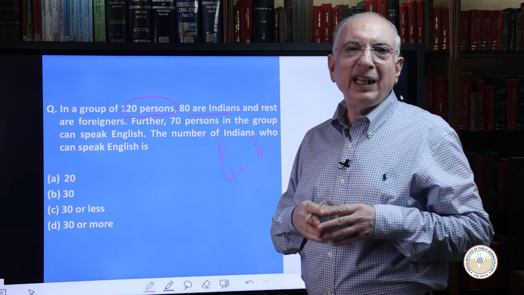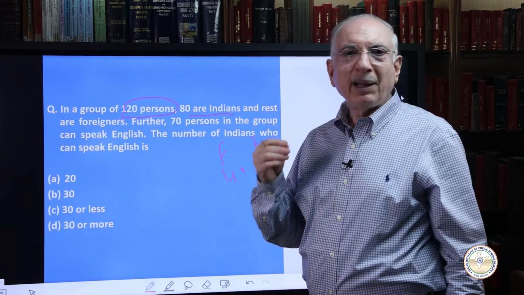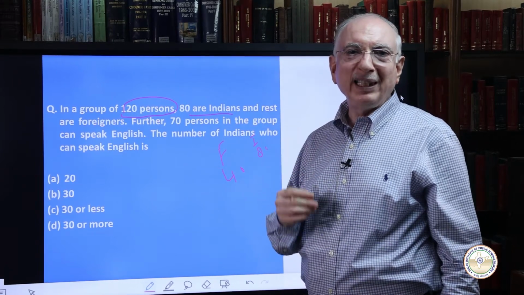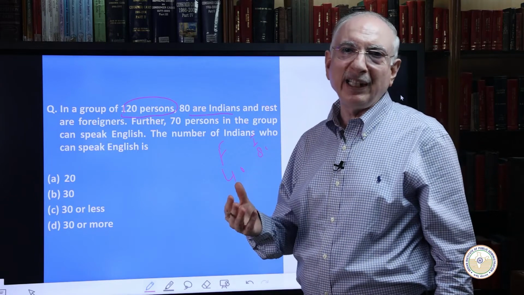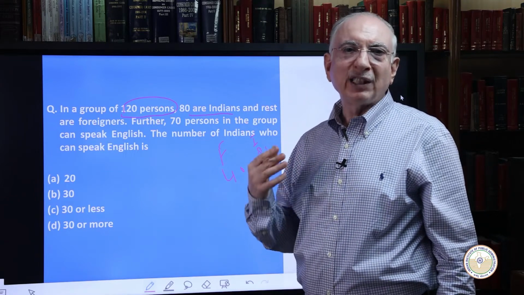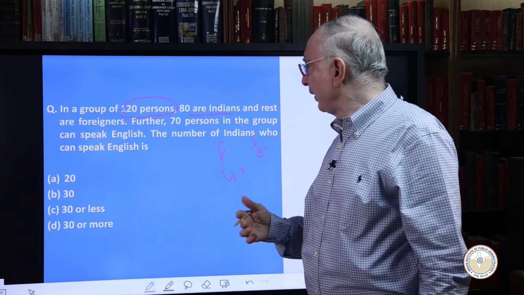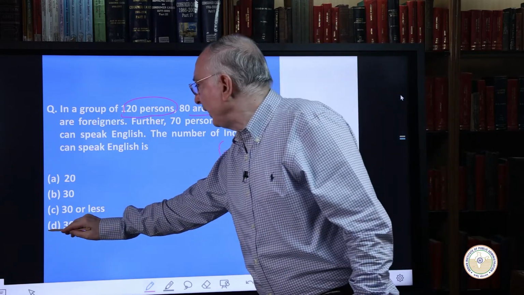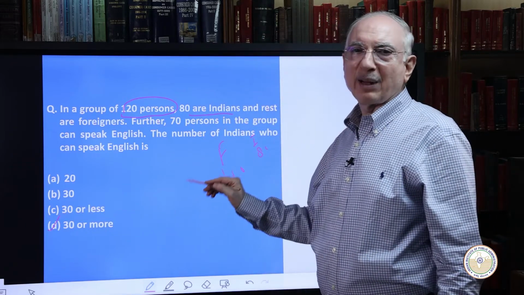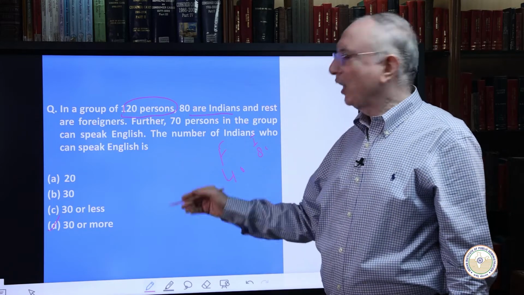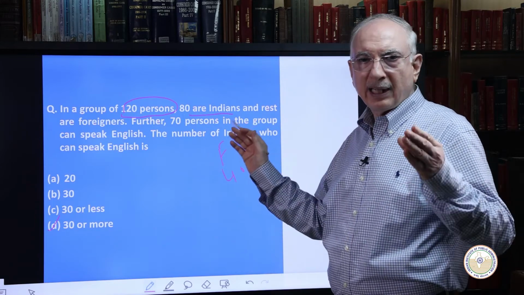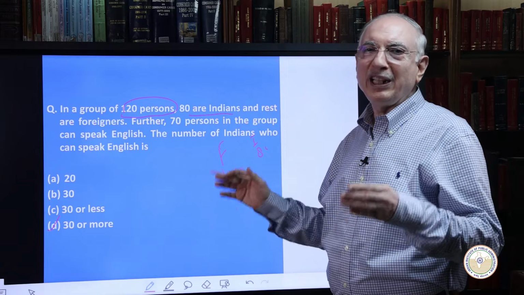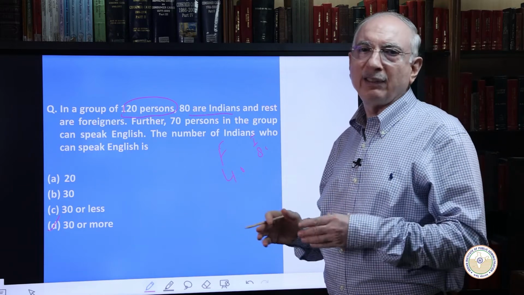That is, if all English speaking people are Indian. The minimum possible number of Indians who can speak English is 30, if all 40 foreigners speak English. Therefore, the correct option is D. That means the number of Indians speaking English will lie between 30 and 70.